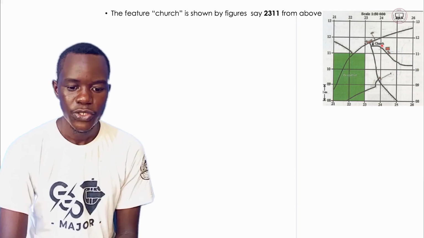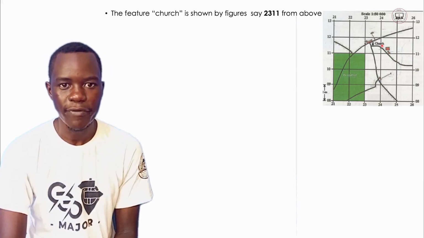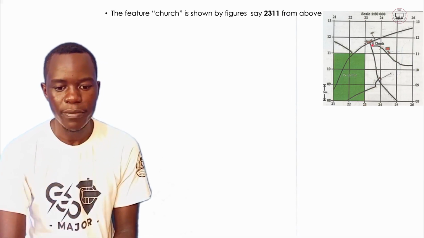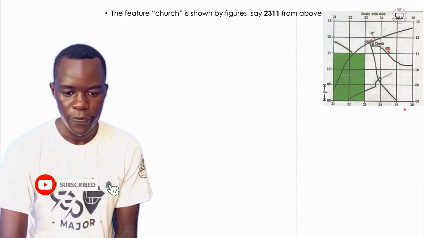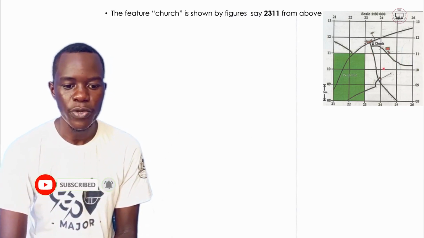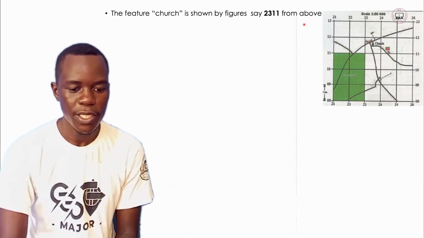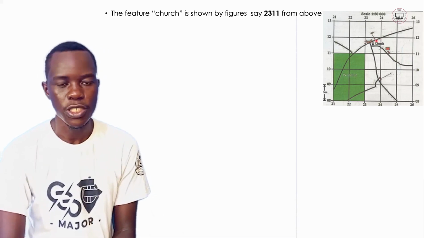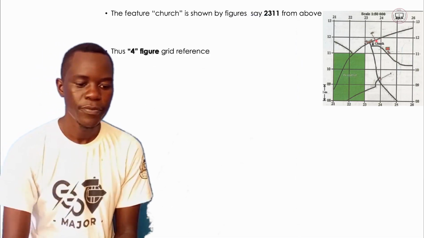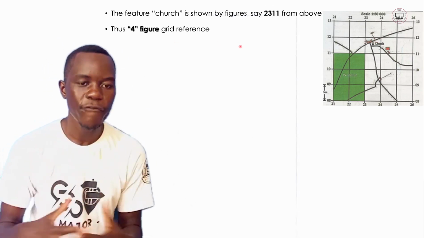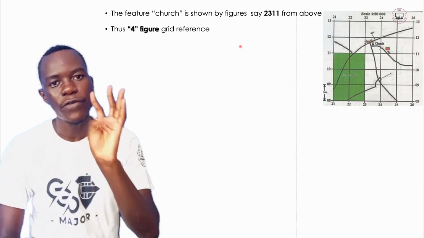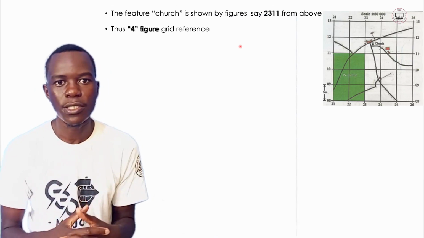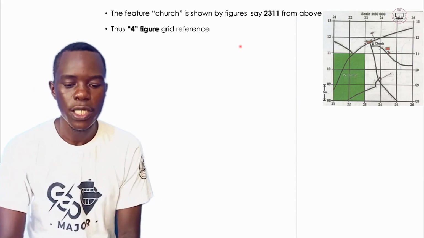Here is the church. So in what easting is the church found? You check, and you can find that the church is in 23, found in the box of the 3. What about the northing? Now the northing is 11. So you identify this as 2311. So in this box is where the church is located. This is referred to as a 4-figure grid reference because you have exactly 4 numbers.